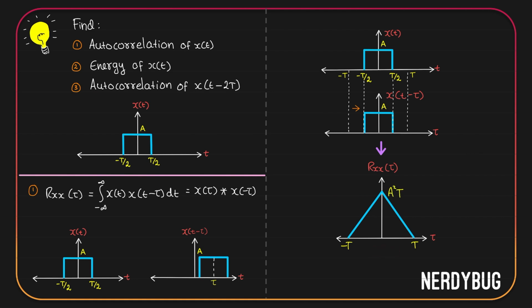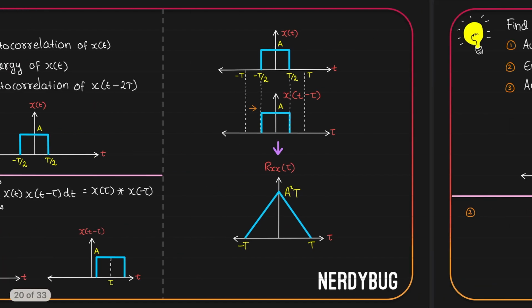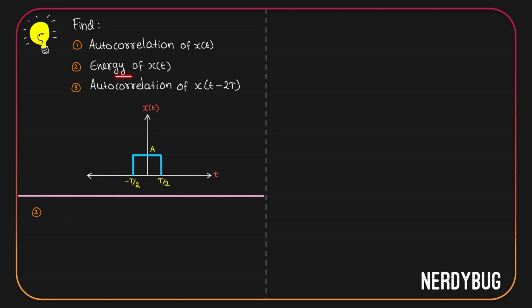And this is the autocorrelation of our rectangular function x of t. Definitely this can be done mathematically also. I did it this way because I thought this will give you more of an intuition on how correlation works. But it will be really helpful if you try the mathematical method yourself. The second thing we have to find out here is energy of x of t. But we already know energy of an energy signal will be its correlation at 0. And we already found that it is a square t. So energy is a square t. But this can also be done mathematically. Let us try that way also.